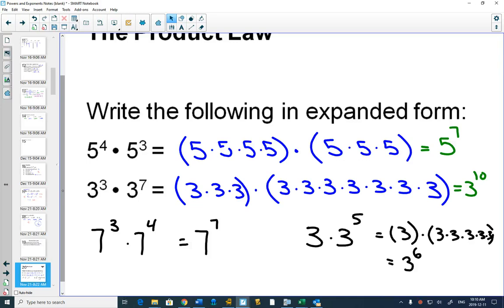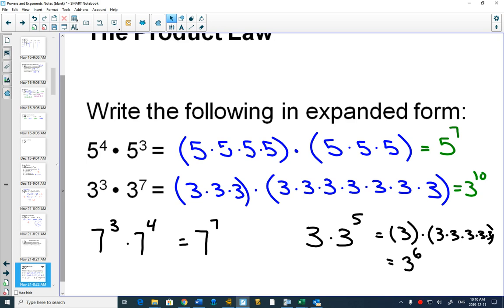No, not 21. It's going to be bigger than that. There's 7 3s all multiplied together. And if I count how many 3s are all multiplied together in the end, there's 10 of them.